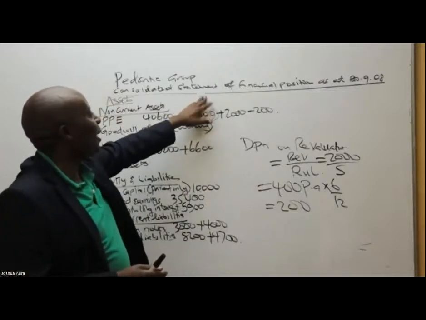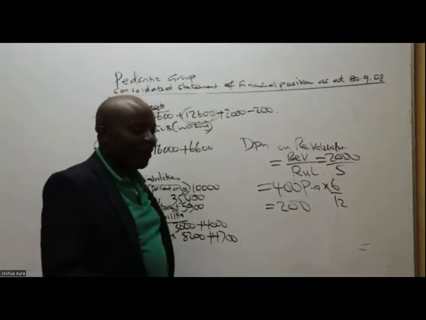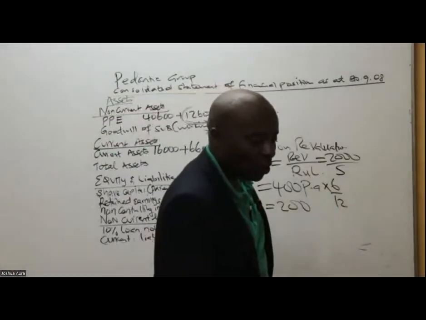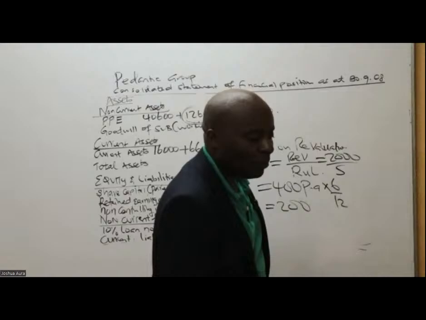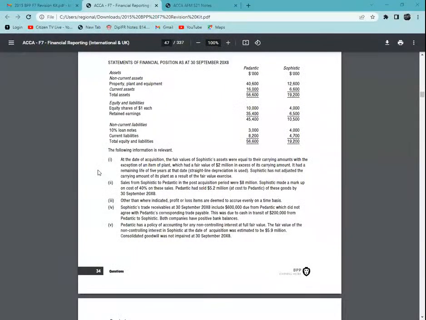Now, with your permission, I will go to note number 2. Sales from Sophistic to Pedantic in the post-acquisition period were 8,000. This is what we call fake sales. There is no way you can claim that you are selling goods to your close family member. This is a fake sale, which we were able to subtract from our income statement metrics. Very nice. I'm not really interested in that.